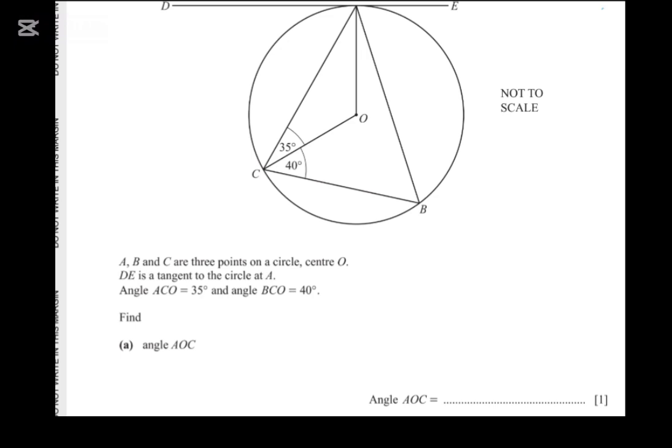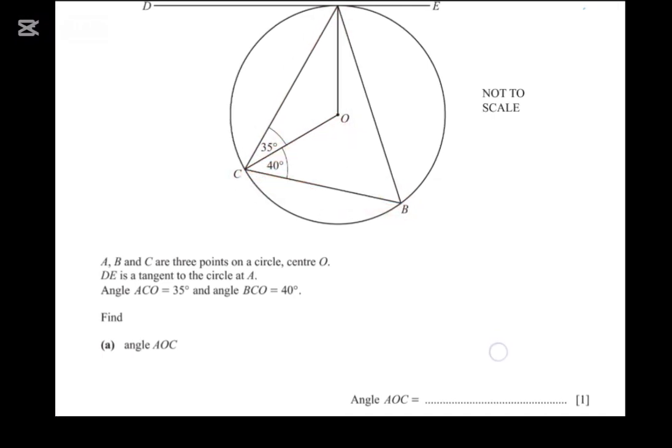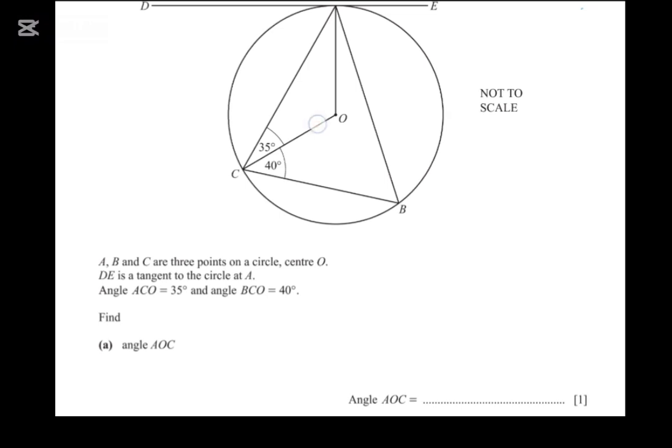Question number 10. There is a diagram given here. A, B, C are 3 points on the circle with center O. So the center is given as O, and there are 3 points A, B and C. DE is a tangent to the circle at A. So this is the tangent which is drawn to this point A. Angle ACO is equal to 35 degrees, and angle BCO is 40. Find angle AOC. We have to find out this angle.